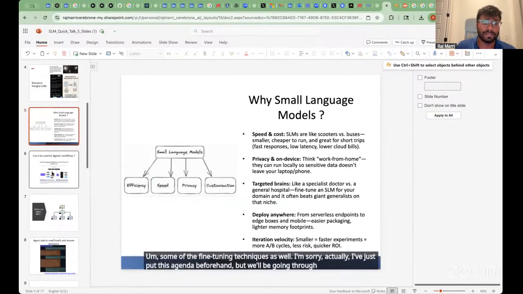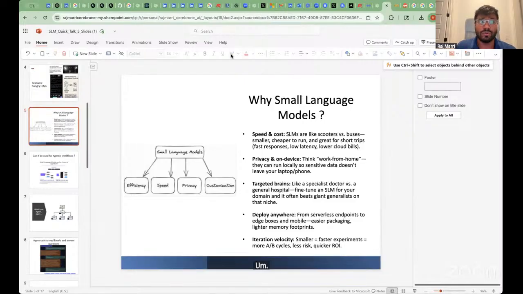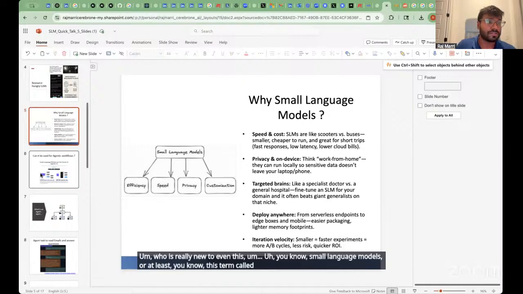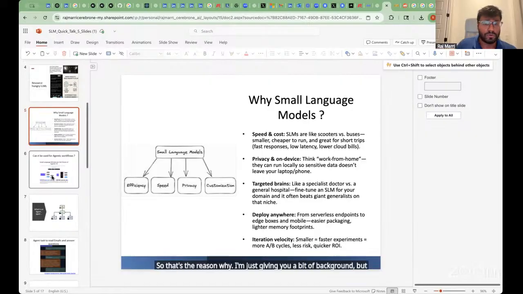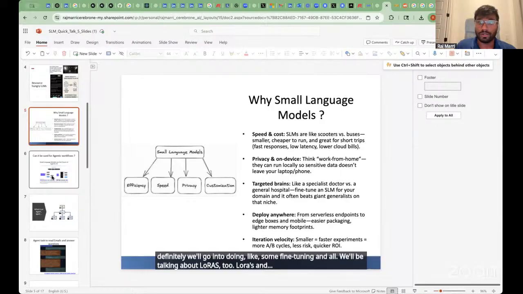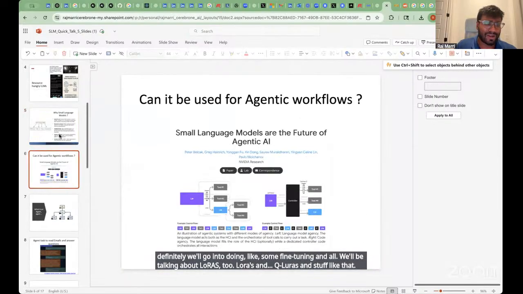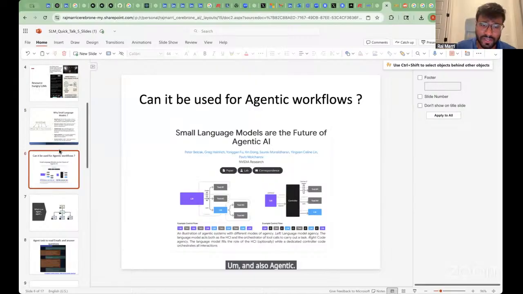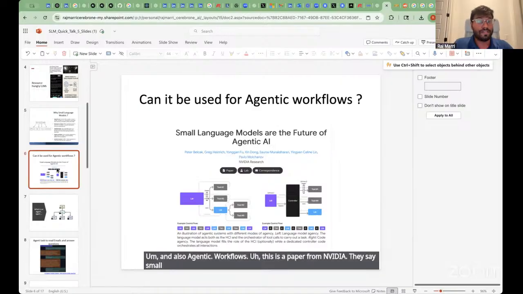The reason why I'm referring to small language models is for someone who is really new to this term called small language models. So that's the reason why I'm giving you a bit of background, but definitely we'll go into doing some fine tuning. We'll be talking about LoRAs and QLoRAs and stuff like that, and also agentic workflows. This is a paper from NVIDIA. They say small language models are the future of agentic AI. I definitely agree with them.